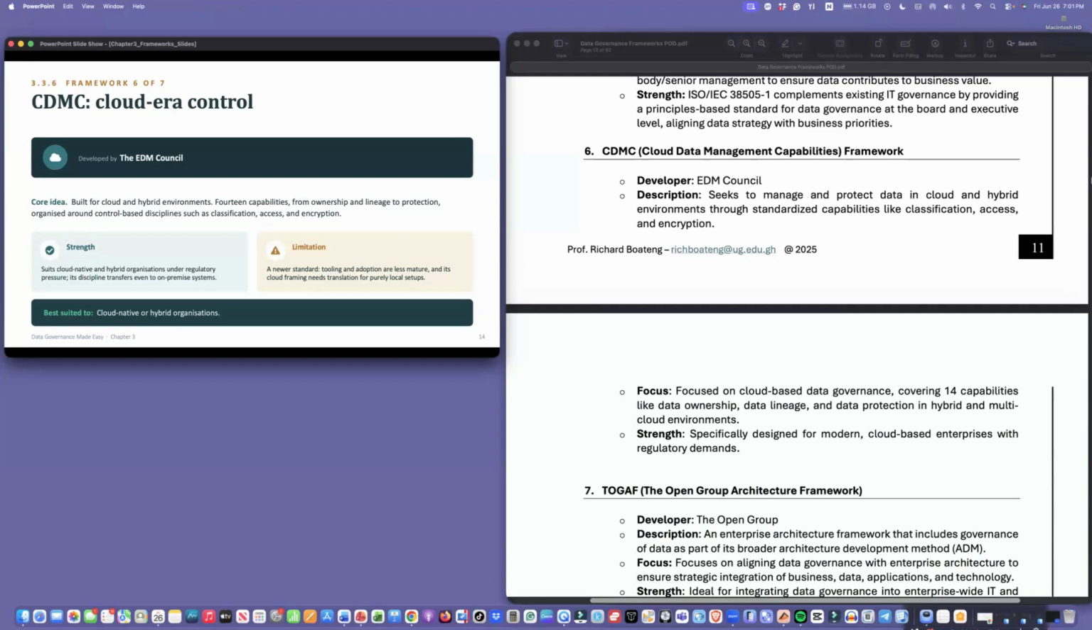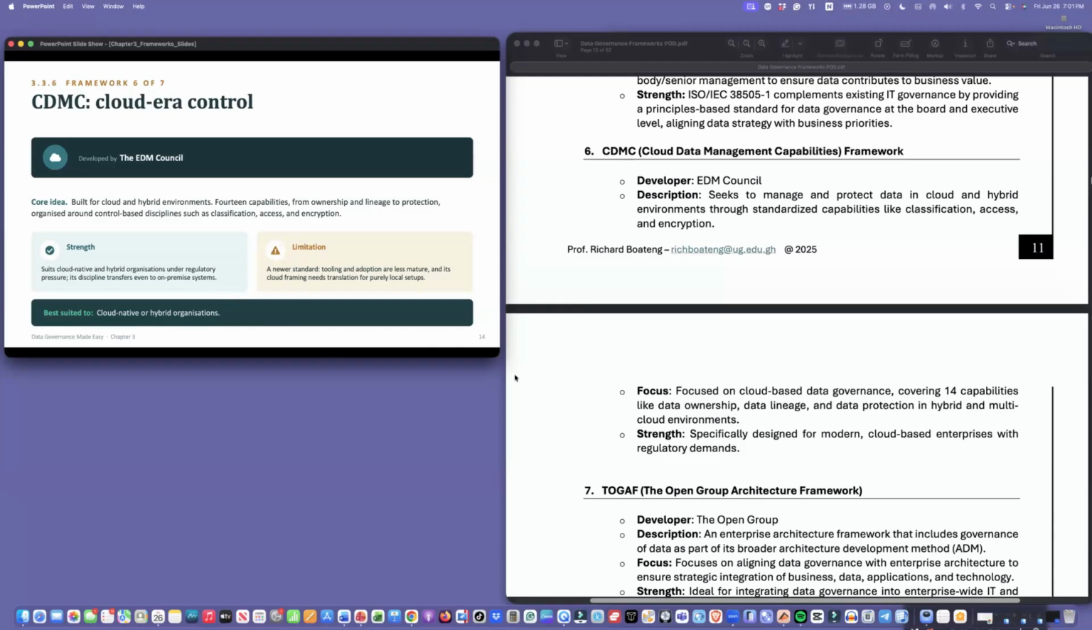So it will give you what is necessary for cloud management in terms of the standardized areas that we have mentioned: classification of the data, access to the data, and encryption of the data. Now, it requires you to have 14 capabilities to efficiently govern your data from the cloud perspective, like the data ownership, the data lineage, the data protection. I think data transfer is even part of it in hybrid and multi-cloud environments.